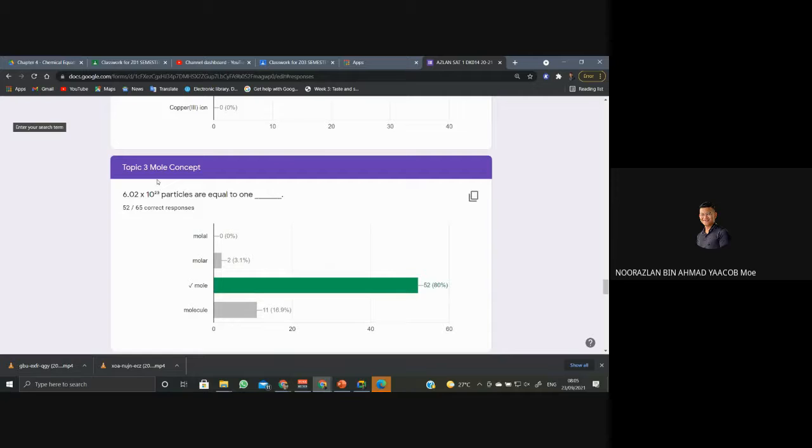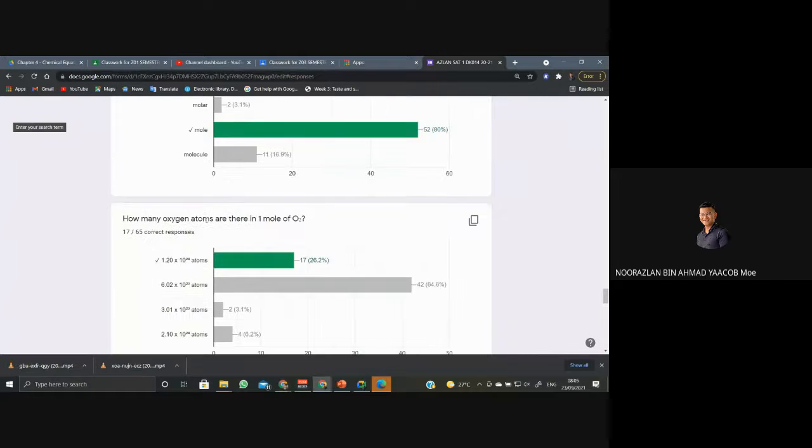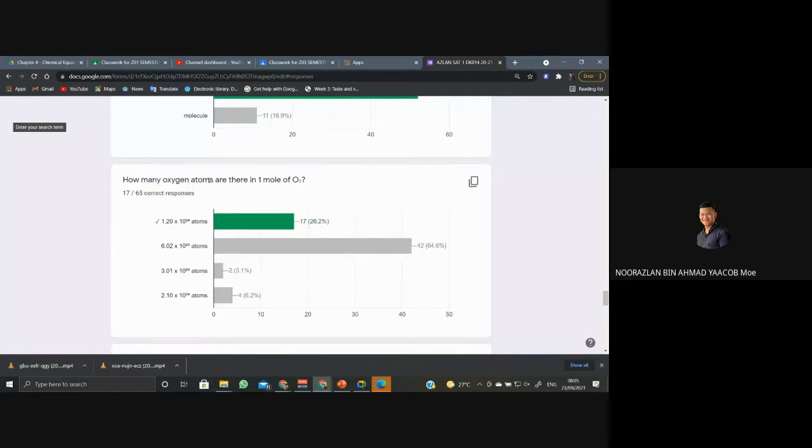And then soalan seterusnya, mole concept, this one tak ada masalah. This one banyak salah. How many oxygen atoms are there in 1 mole of oxygen? Dia tanya oxygen atom. 1 mole of oxygen ada 2 mole of oxygen atom. Jadi kalau 2 mole of oxygen atom, 6.02 times 10 to the power of 23 times by 2, kamu akan dapat jawapan dia yang ini.